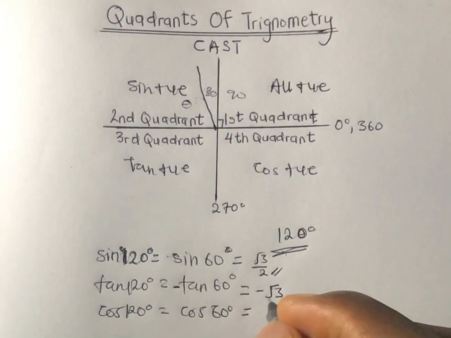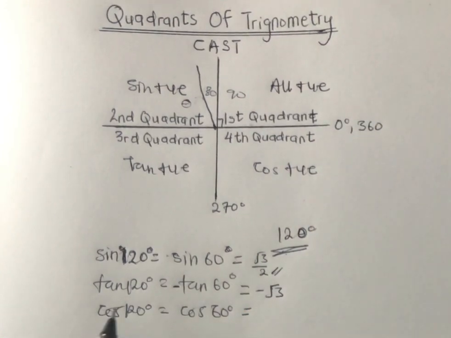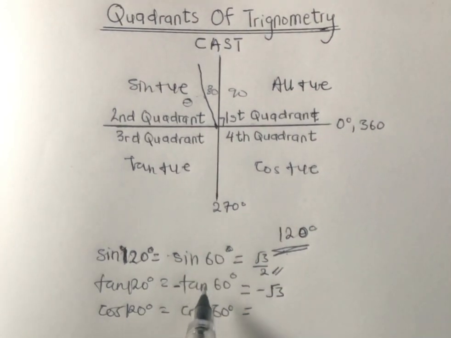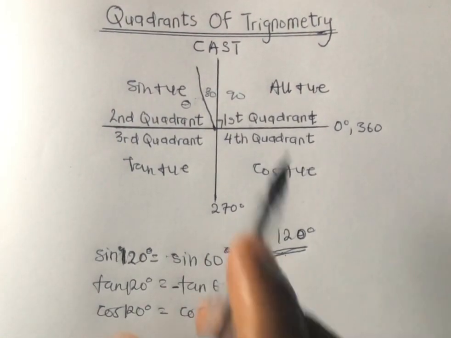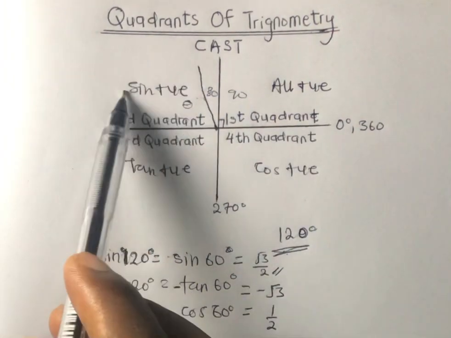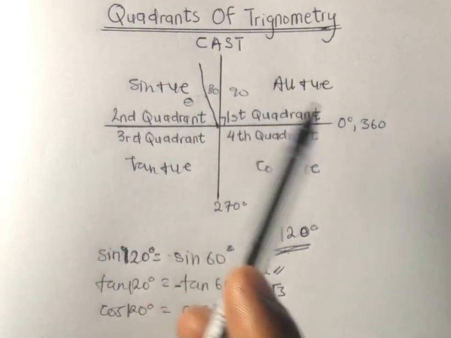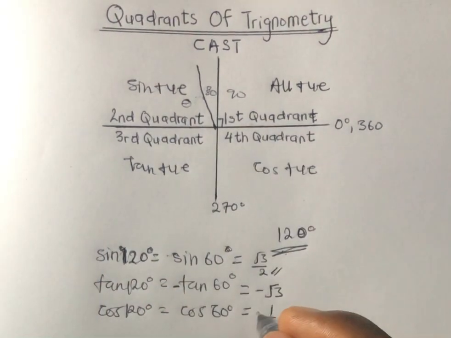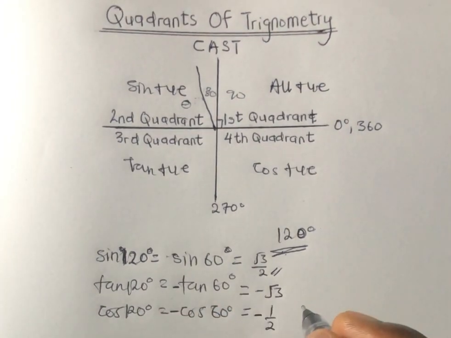So let's take cos 60 for example. Cos 60 or cos 120. Now, cos 60 is equal to half. But cos 120 falls in the second quadrant. And since only sine is positive in the second quadrant, all the other ones are negated. Therefore, cos 120 is equal to negative half. And therefore, we negate the entire expression.